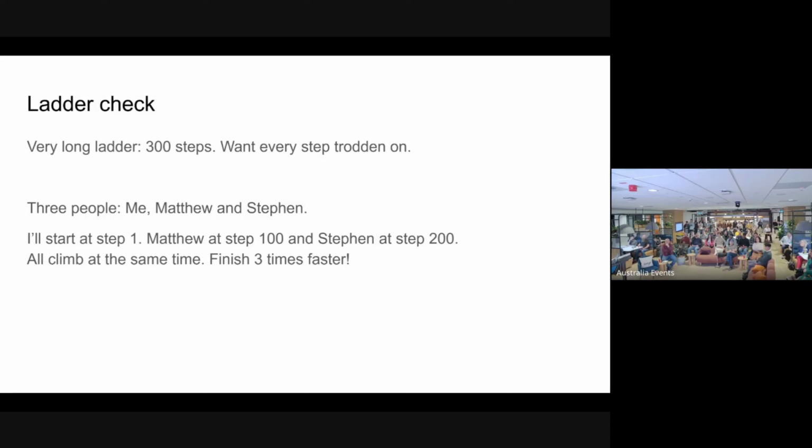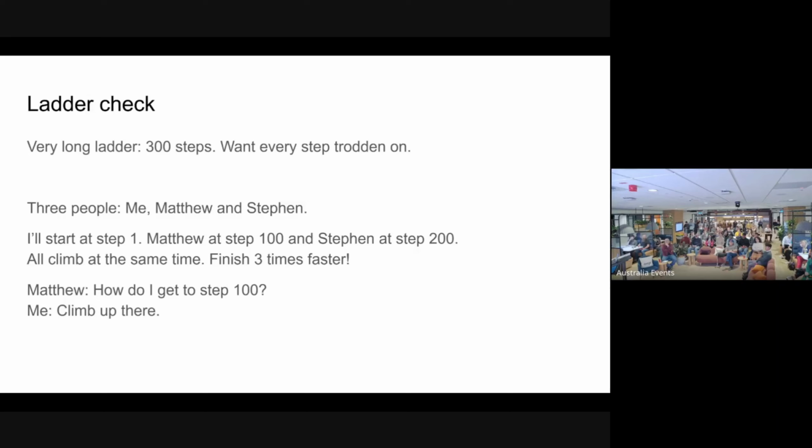So I say, look, I'll start at step 1. Matthew, you start at step 100, and Stephen, you start at step 200. We'll all climb at the same time, and this will be 3 times faster, right? I'll do the bottom, you do the middle, and you do the top. Then Matthew says, yeah, but how do I get to step 100? And I say, well, just climb up to step 100. And now you've lost all your parallelism, because they've got to get to 100. I might as well climb to 100 and do the whole thing myself.